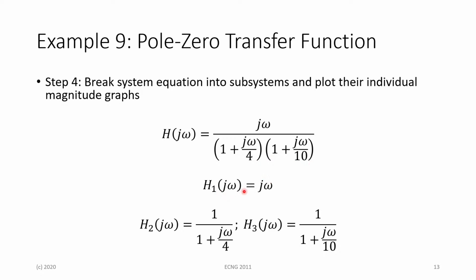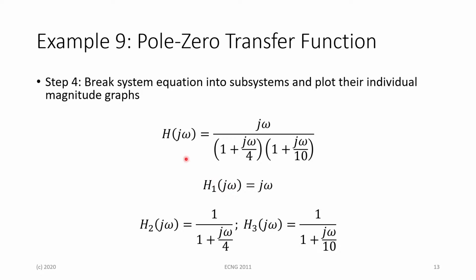So H1 of j omega here will just be j omega, represented by the numerator component. H2 of j omega will just be 1 divided by (1 plus j omega on 4). And H3 of j omega will be 1 divided by (1 plus j omega on 10). And if we multiply H1, H2, and H3, we'll just get back H of j omega here.